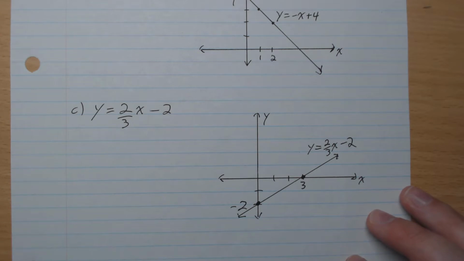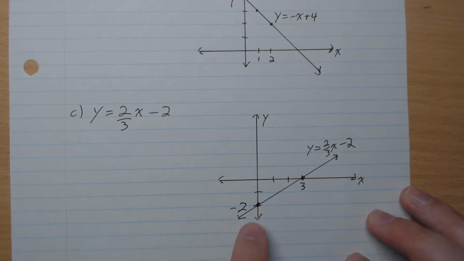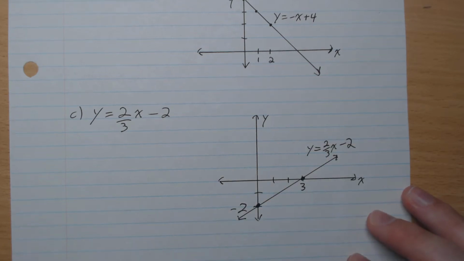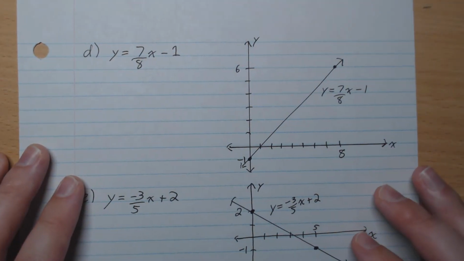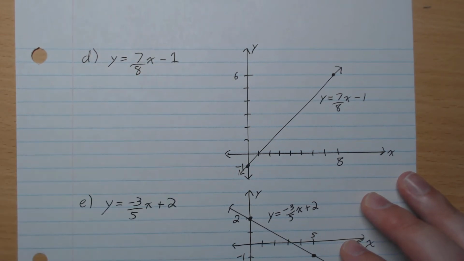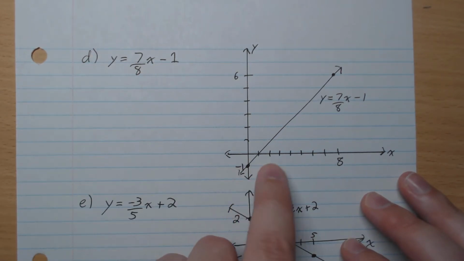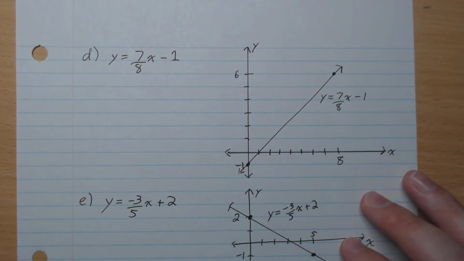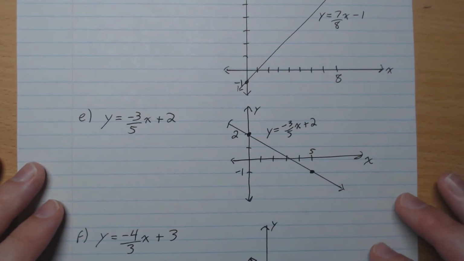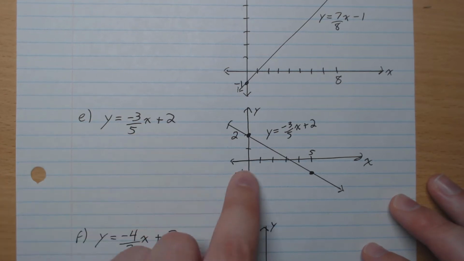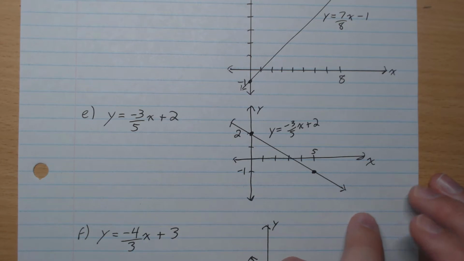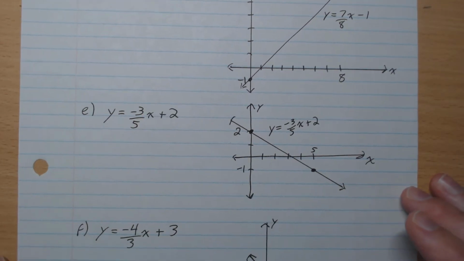C, 2 over 3x minus 2. Start at -2. Over 3, up by 2, over 3, up by 2, like that. D, 7 over 8x minus 1. So we start at -1, over by 8, up by 7, and then there's our graph like that. E, -3x plus 2. So we start at 2, down by 3, over by 1, down by 3, over by 1, and there's our graph like that.